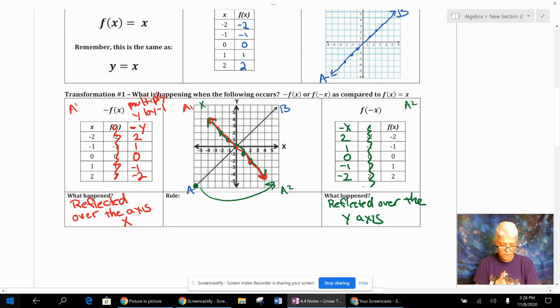So if I put a negative in front of the y, it reflects across the x. If I put a negative in front of the x, it reflects across the y.